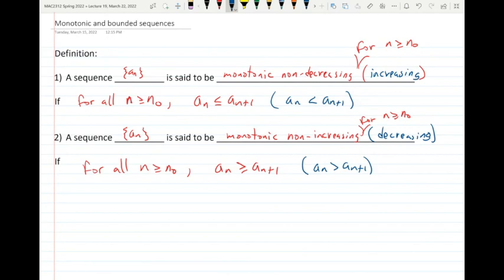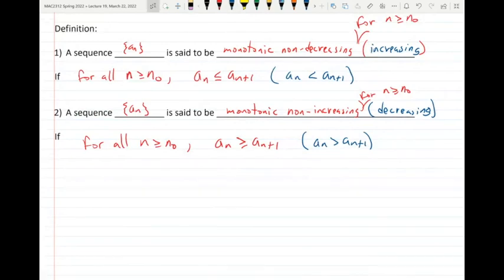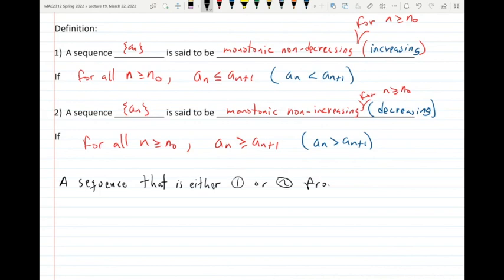Okay, so if it's either increasing or decreasing, one of the two cases, we say the sequence is monotone. The sequence is monotone if it's one of the two. If you want to stress it, then you say monotonic, increasing or decreasing. So the sequence that is either one or two from above is said to be monotone.